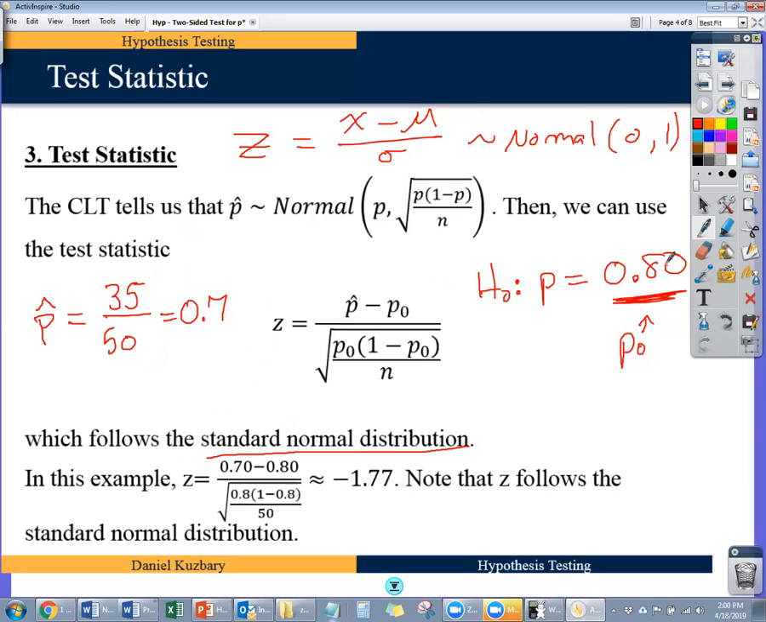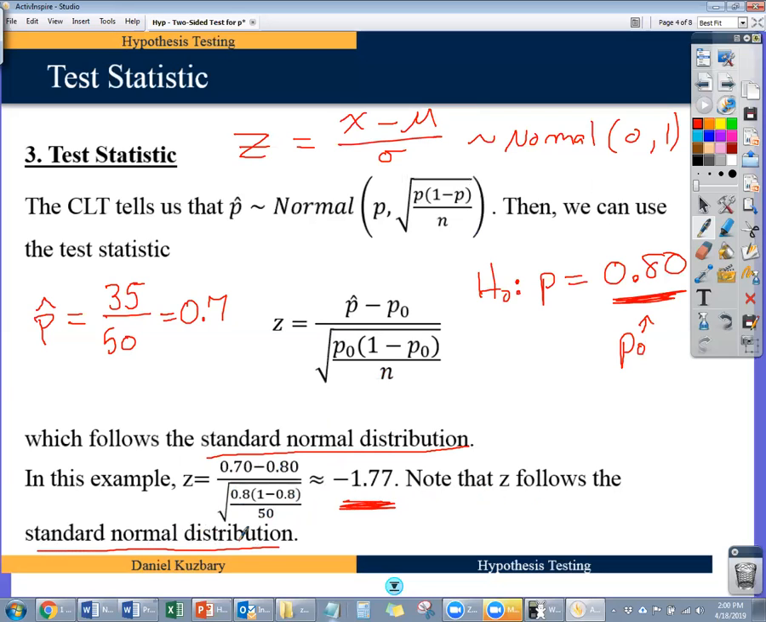We'll plug in 0.8 for p naught. So 0.8 goes there, there, and there, and our sample size is 50. So we sampled 50 dentists. That goes down there. And if you do all this in your calculator, you get negative 1.77 as your test statistic. And note that Z follows the standard normal distribution.